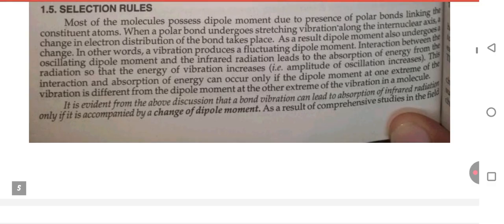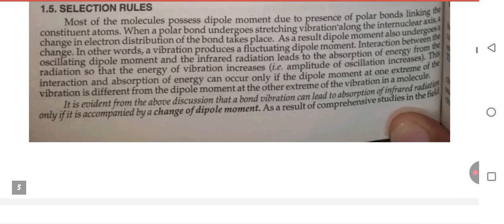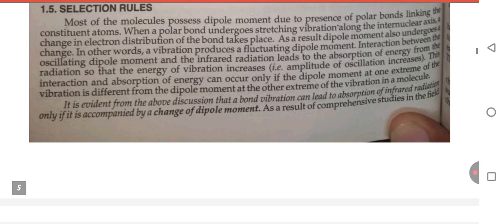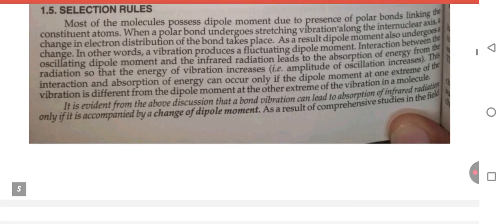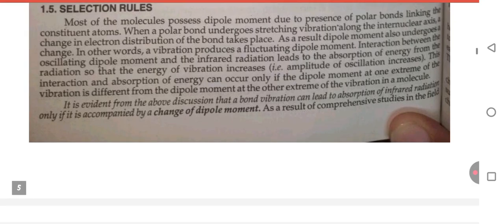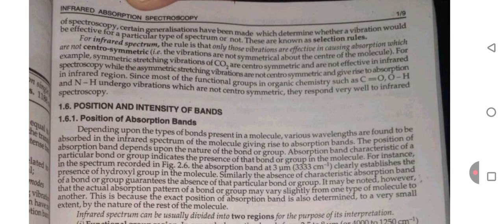This interaction and absorption of energy can occur only if the dipole moment at one extreme of the vibration is different from the dipole moment at the other extreme of the vibration in a molecule. It is evident from the above discussion that a bond vibration can lead to absorption of infrared radiation only if it is accompanied by a change of dipole moment. As a result of comprehensive studies in the field of spectroscopy, certain generalizations have been made which determine whether a vibration would be effective for a particular type of spectrum or not. These are known as selection rules.